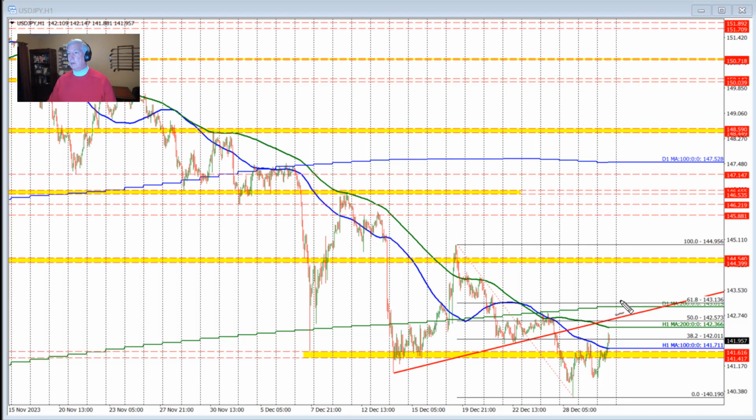There is work to do getting above the 200-hour moving average. That's the green line in this chart. Getting above the 200-day moving average, that's the other green line in this chart, are all the targets that we need to get to and through in order to increase the bullish bias. The 200-hour moving average comes in at 142.36. The 200-day moving average comes in at 143.01.